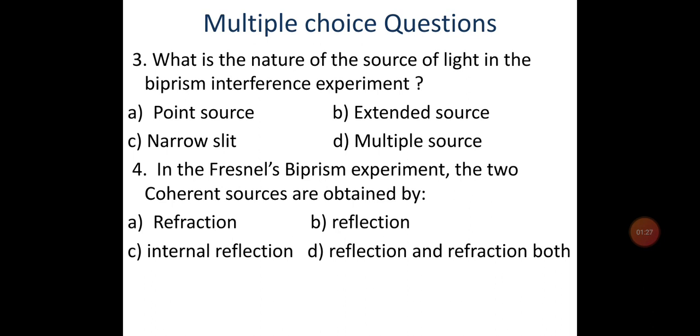The next question is, in the Fresnel biprism experiment, the two coherent sources are obtained by refraction, reflection, internal reflection, or reflection and refraction both. You have to choose again the correct option.